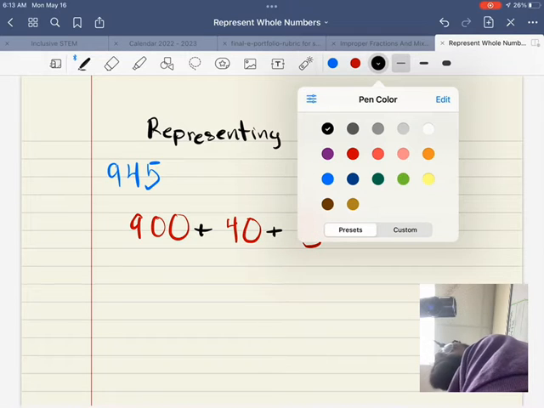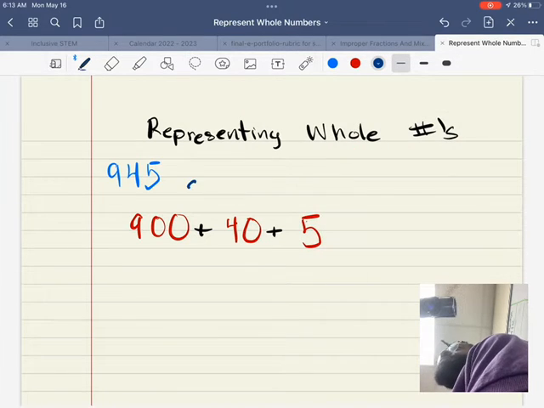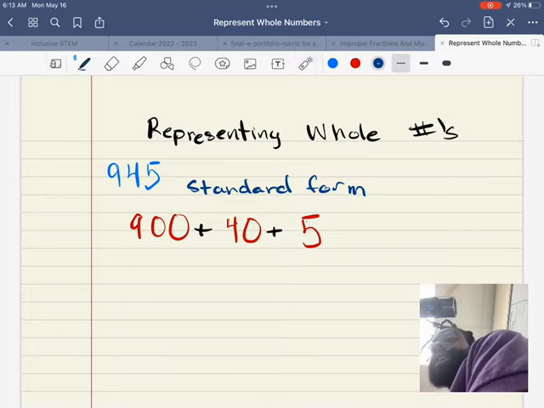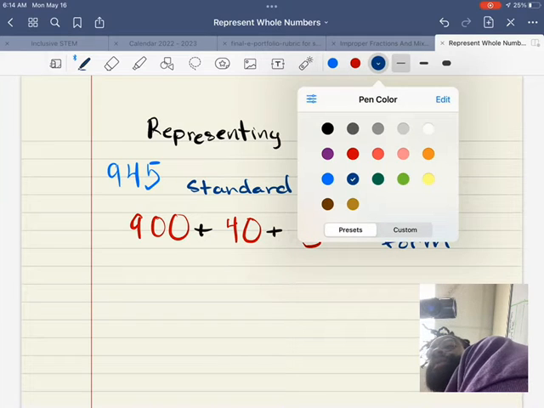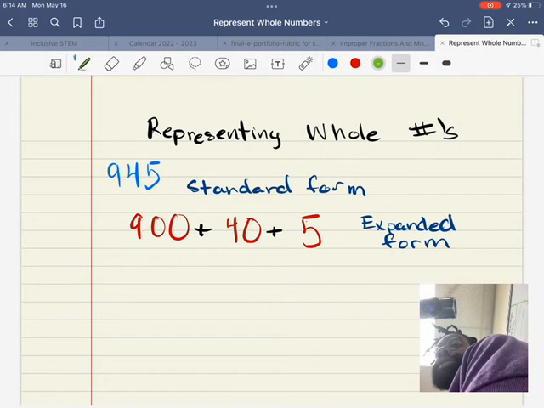So you have 900 plus 40 plus 5. And if you see this on a test, or if you see this in a book, they're going to say this top form, which is the traditional form that y'all see numbers, is called the standard form. And below that, we have written the expanded form. What the expanded form does is really break apart the numbers in their different place values. Again, start with your largest place value, whether it be ten thousands, thousands, hundreds, tens, ones. Whatever your largest one is.